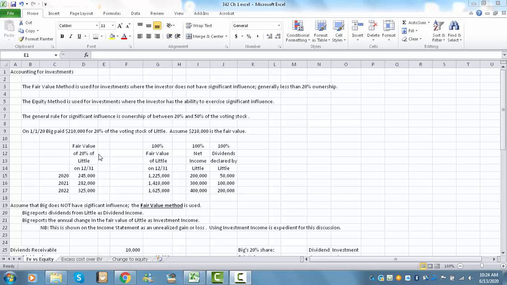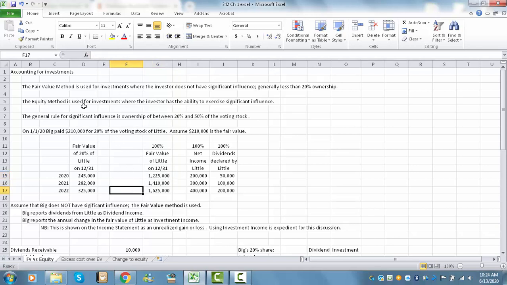Always keep in mind the percentages. Sometimes your book will give you the 20% or whatever the ownership percentage is. Sometimes they'll give you 100%. You have to be aware of this. So what I did was gave you the calculated 100% fair value. I don't believe this is in the book. I simply took the 245 and divided it by 20%. I think that I put the formula here in the formula bar.